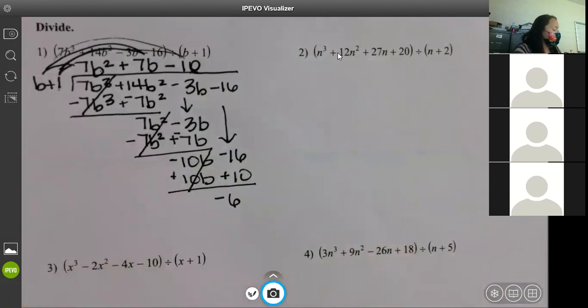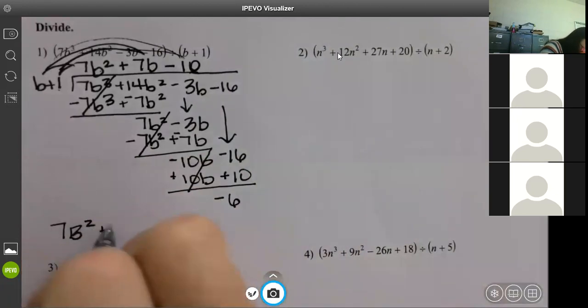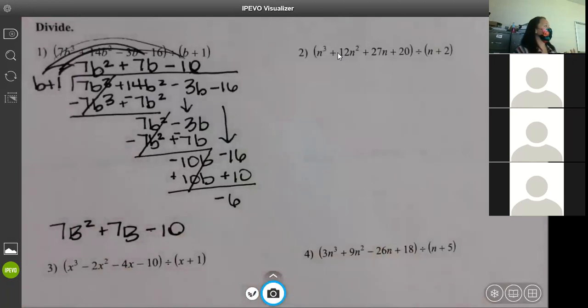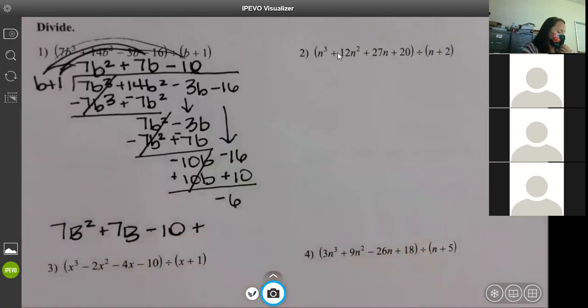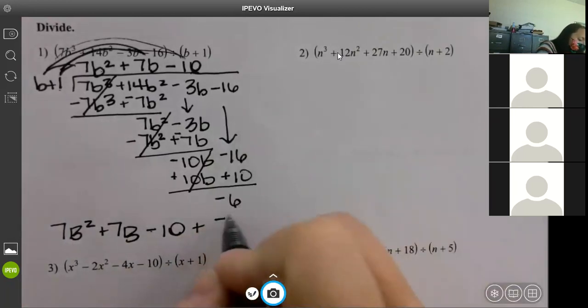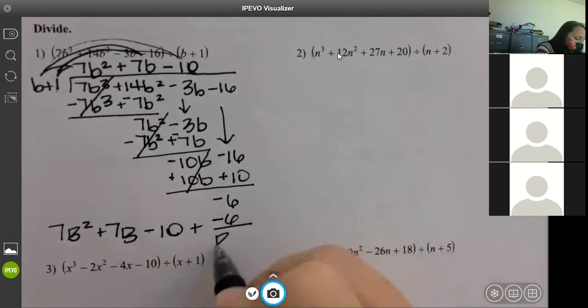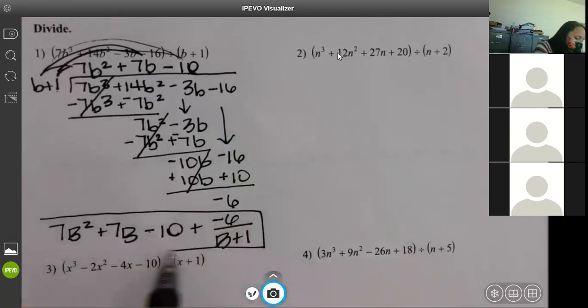That's our remainder. So this is how you write your solution. Whatever's on top, I always do a plus. You can do a minus. It doesn't matter. I don't care. I just like to keep it consistent, so I do a plus. You write your remainder over, what did we divide by? B plus 1. This is your answer.